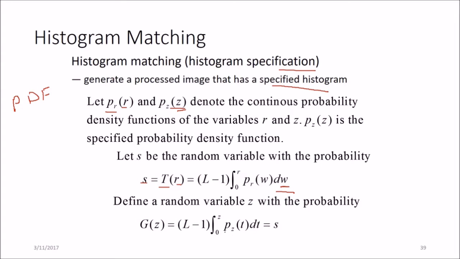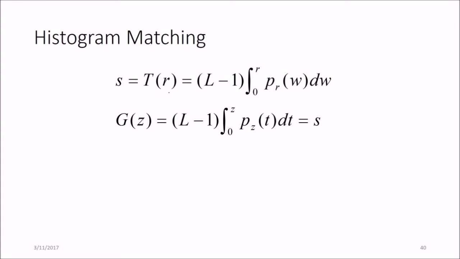And we can define a random variable Z with a certain probability. Now we take G(Z), which is not from 0 to R but 0 to Z. Now we have PZ(T) dt, and we get S. So this S equal to T(R) is now L minus 1, as in the earlier case. I'm just redefining it: L minus 1 times the integral from 0 to R of PR(W) dW, and G(Z) will be L minus 1 times the integral from 0 to Z of PZ(T) dt, equal to S. Don't worry if you are not understanding the mathematics. We'll take an example also.